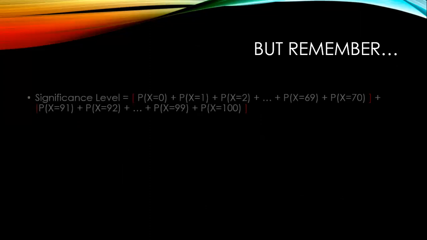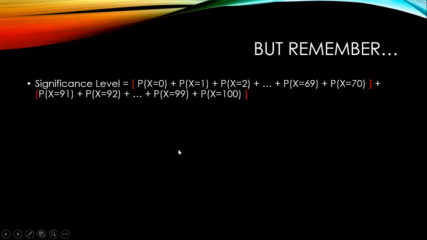Now, obviously, that's a lot of calculations to do, but we can simplify the calculations. Remember, we've got the lower tail critical region, so 0, 1, 2, 3, 4, 5, 6, 7, up to 70.